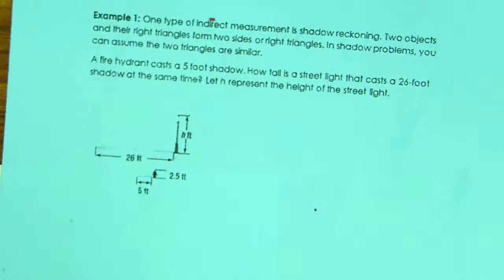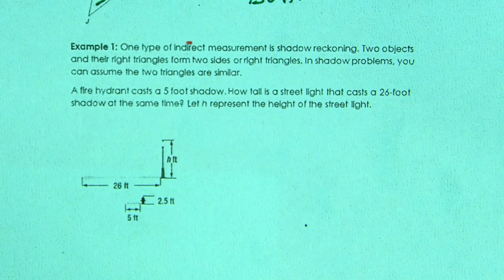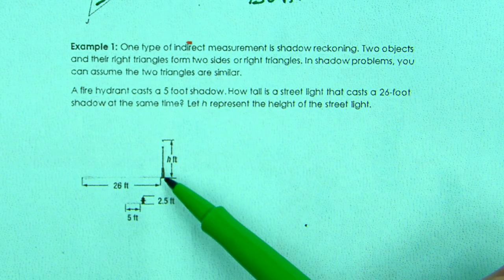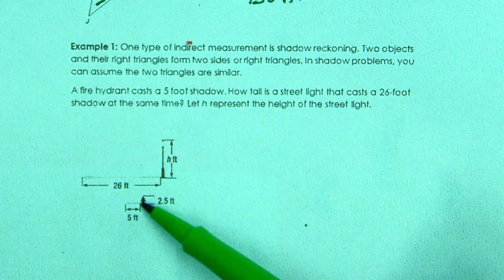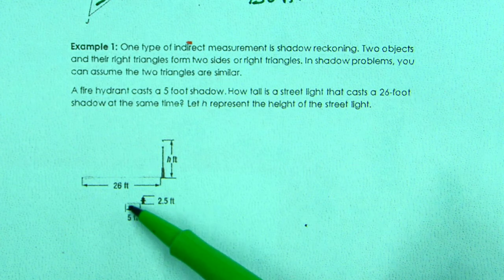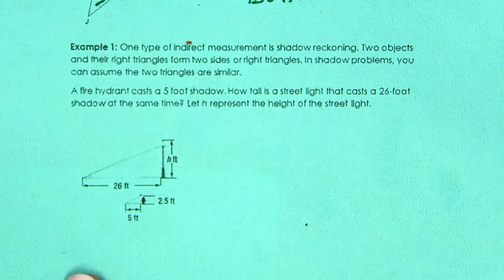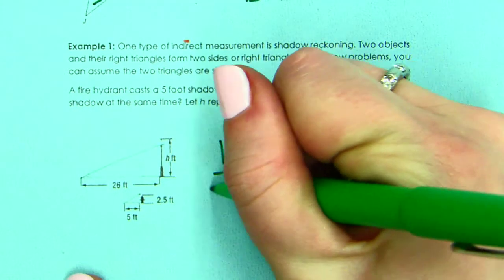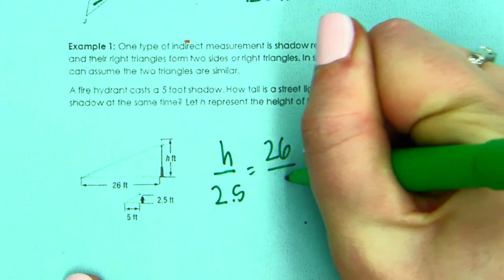Okay, we can also use this special method of indirect measuring to figure out missing lengths of things that we couldn't actually measure. So say this lamp post is too tall for us to measure. We want to find the height of it. It casts a 26-foot long shadow. The fire hydrant's only 2.5 feet tall, so it's easy to measure, and it casts a 5-foot long shadow. That makes two similar triangles, so I can use proportions to solve for the missing height of the lamppost. I always do big over small, so I would do h over 2.5 equals 26 over 5.